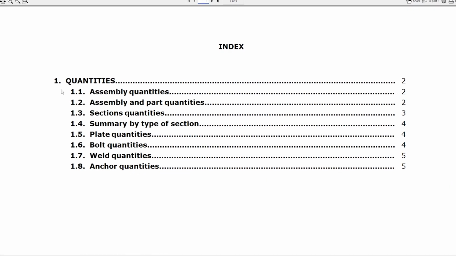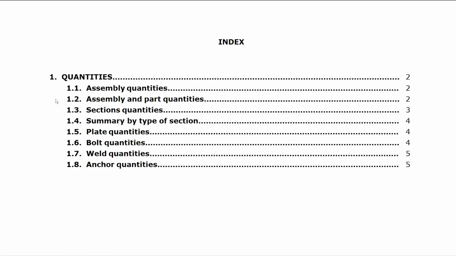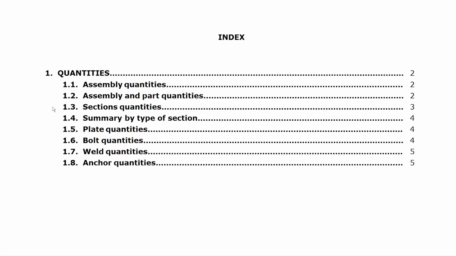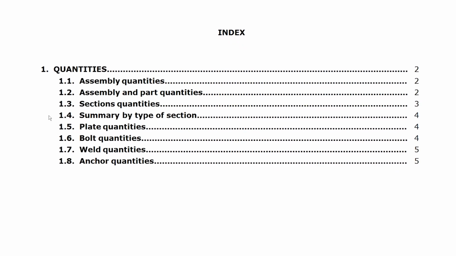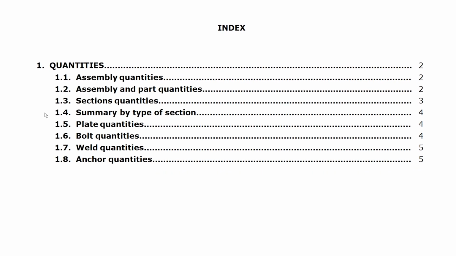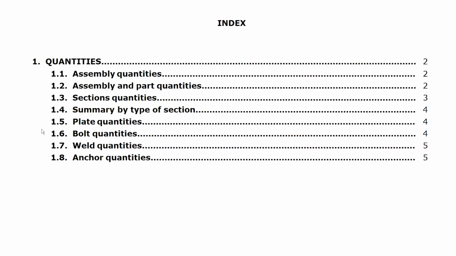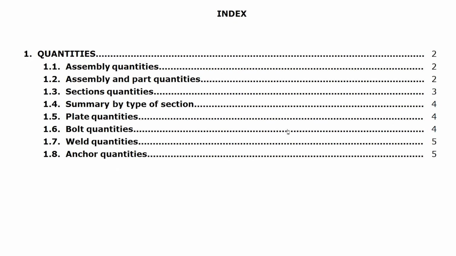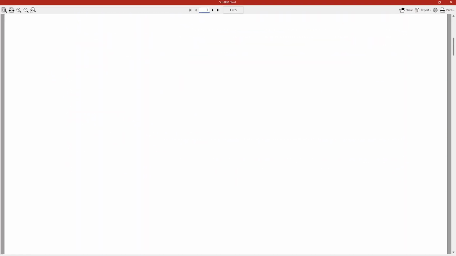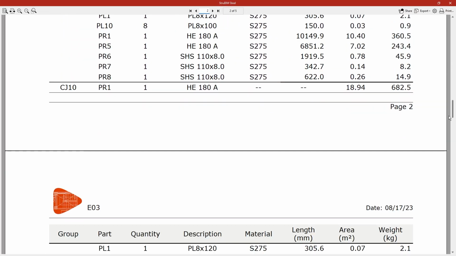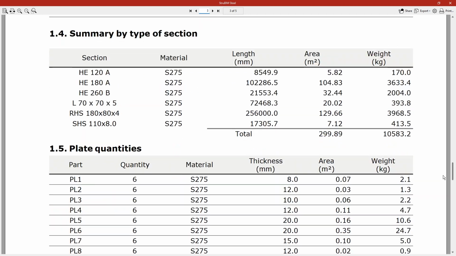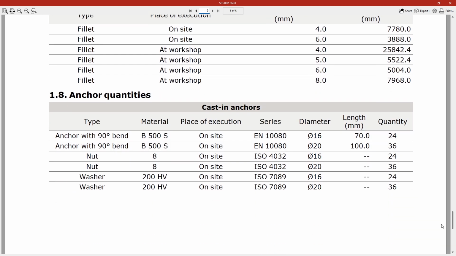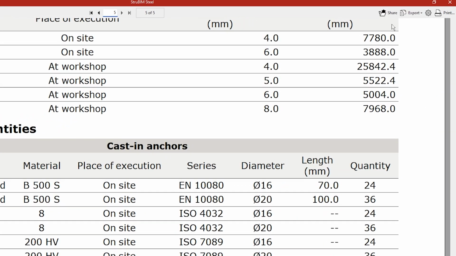This report may include the tables for the assembly quantities, assembly and part quantities, and sections quantities, a summary by type of section, including data such as length, area, and weight, as well as the plate quantities, bolt quantities, weld quantities, and anchor quantities. From here, using the options at the top, we can share and export the information in different formats, as well as print the document directly.